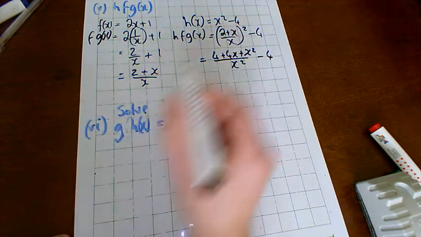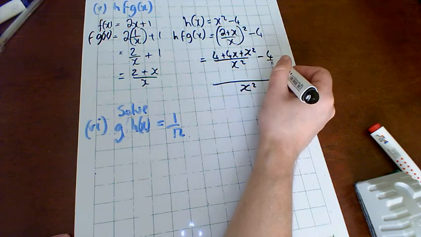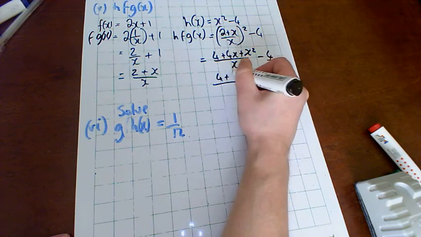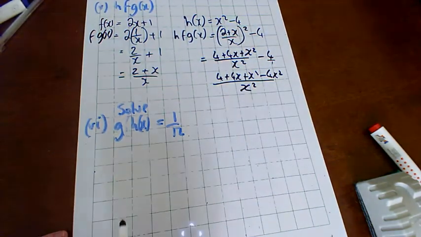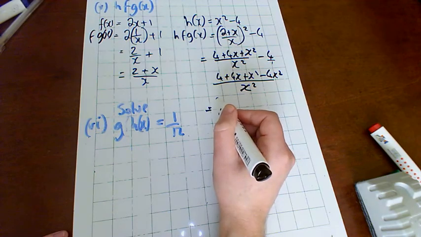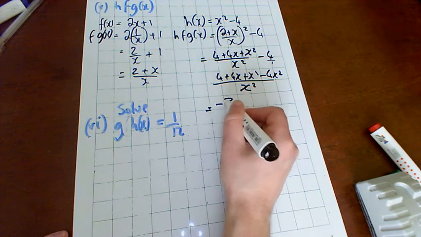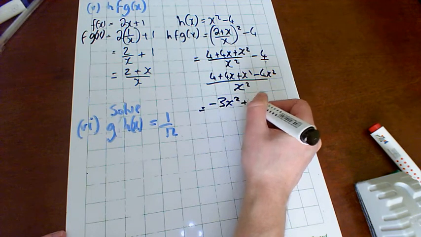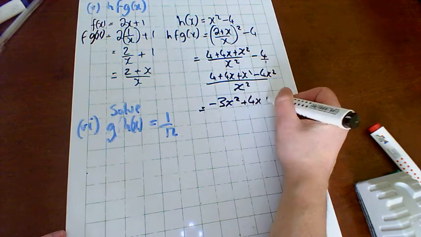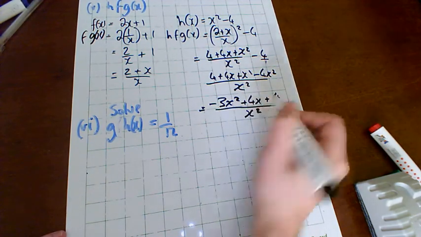And again, then they put that all over one fraction. That's where they're getting that. So they put it all over x squared. If this is a 1, we've got to multiply that by x squared. So we end up with 4 plus 4x plus x squared minus 4x squared, because this would have to get multiplied by x squared. And they simplify that. We end up with minus 3x squared plus 4x plus 4, all over x squared.